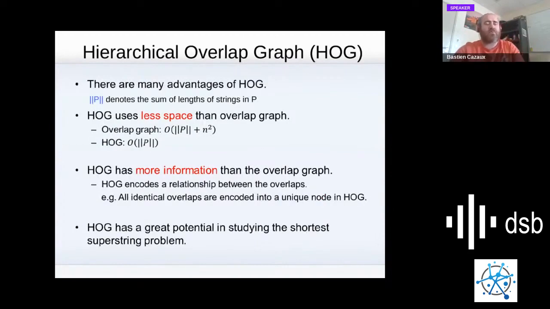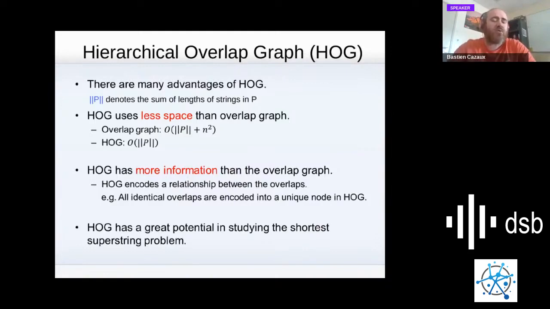Why is it useful to compute the hierarchical overlap graph? The first thing is that it uses less space than the overlap graph. Here I mention that the space of the overlap graph is the norm of P plus n squared, where n is the cardinality of P, and the norm of P corresponds to the sum of the lengths of the strings in P.